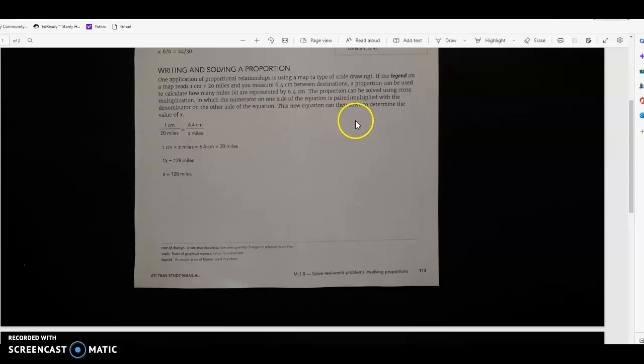And when you're doing a proportion, you will just use cross products. So 1 centimeter times X miles is equal to 6.4 centimeters times 20 miles. And then you just do your regular multiplication. 1 times X is 1X is equal to 6.4 times 20 is 128. If we were doing algebra, we would divide by the number beside the X, which in this case is just 1. So X is 128 miles.